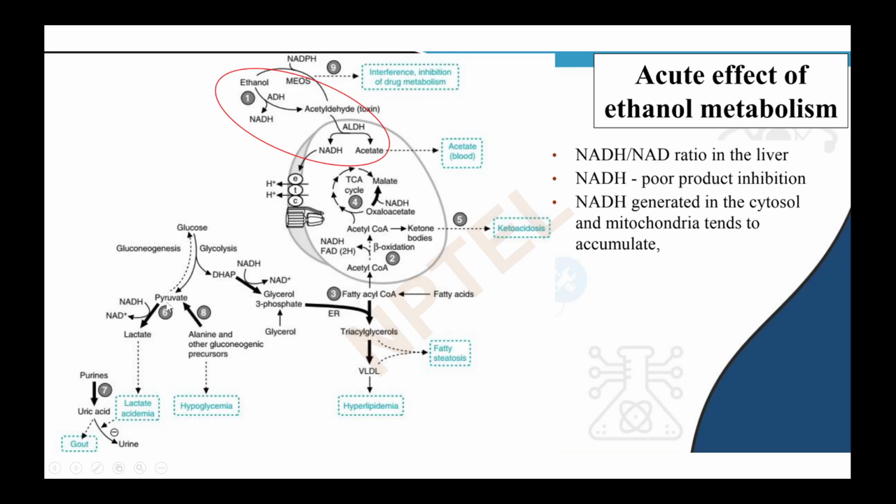Pyruvate can go towards beta oxidation, which is the one getting inhibited. Beta oxidation is the pathway that is being inhibited. Glycolysis is not inhibited here, because we are getting the pyruvate formation. After pyruvate, instead of going to acetyl coenzyme A, pyruvate goes towards lactate production. It's clear, ma'am.